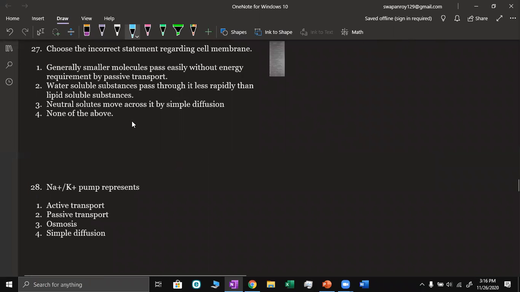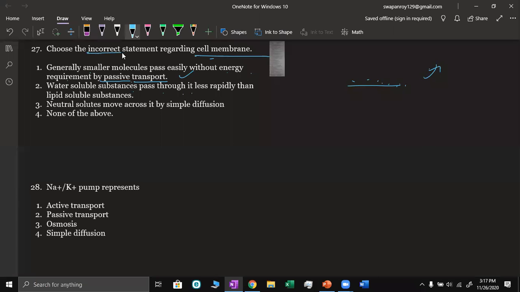Next, choose the incorrect statement about the cell membrane. Generally, smaller molecules pass easily without energy requirement by passive transport. Through the plasma membrane, a small molecule can go. In physiology, in transport, we have learned that small molecules can go, but larger molecules need special help. So it can pass by the passive mode of transport.